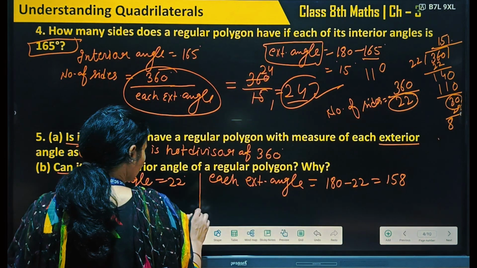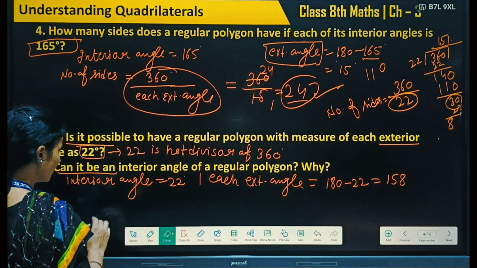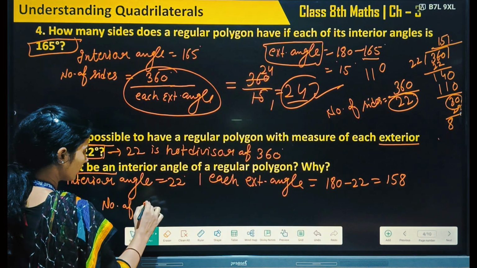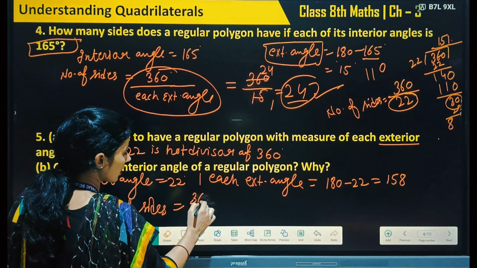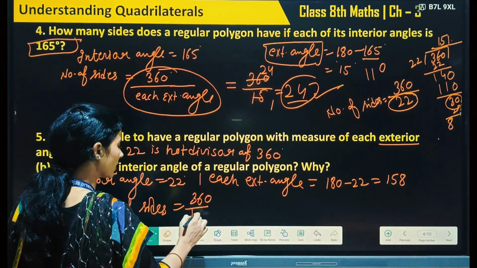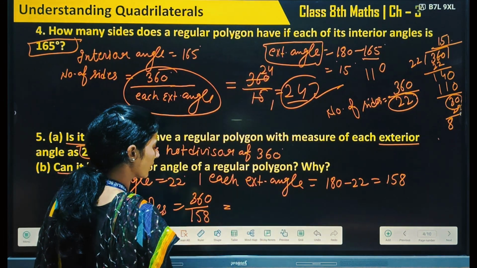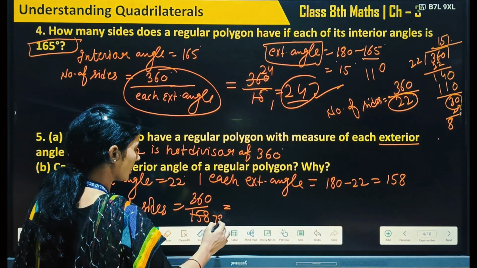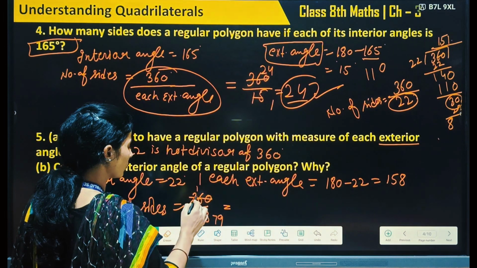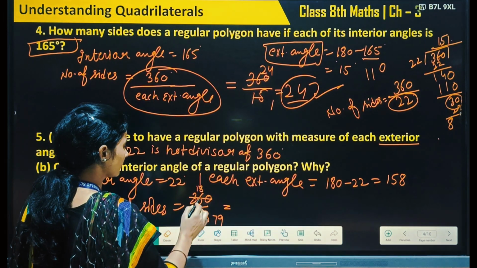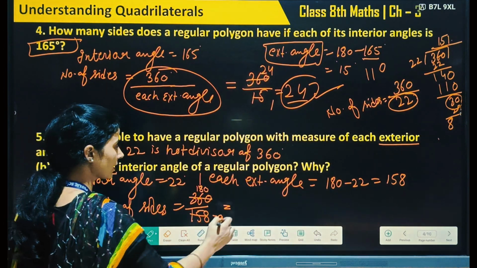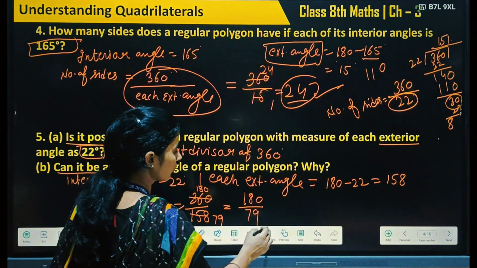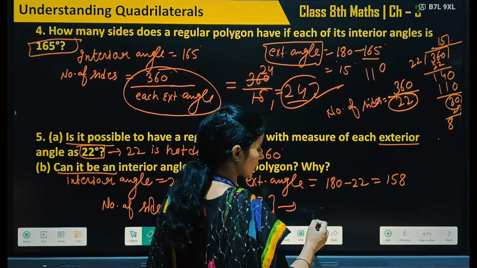So let us check the number of sides. Number of sides is 360 degree upon each exterior angle. Each exterior angle is 158. Simplify. 2 7s are 14, 0; 2 9s are 18; 2 1s are 2; 2 6s are 12, 2 8s are 16, 0 as it is. This is 180 by 79. 180 by 79. So again if you check it, you will get your answer in fraction.